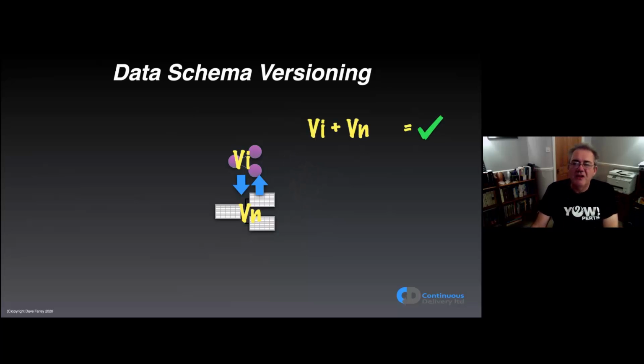We need something that says this version of the application works with this version of the schema, and this version of the application works with this other version of the schema. And we need to maintain that record somewhere so that we can automate the management of the two. We can ensure that when we deploy an application, the data is in the right shape for it to be able to interact with.